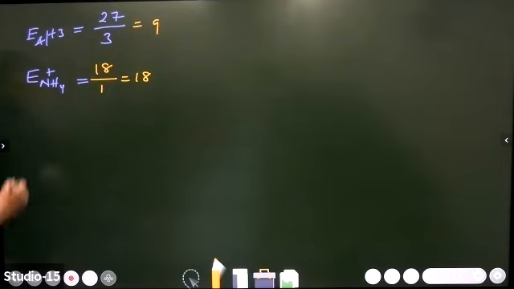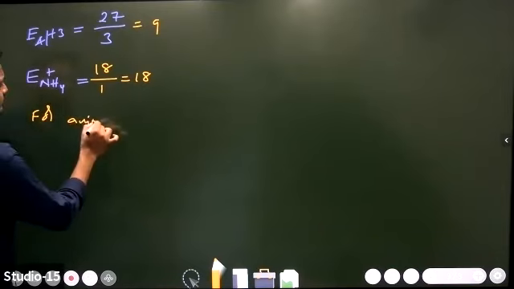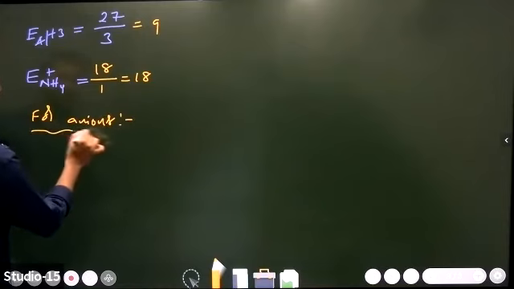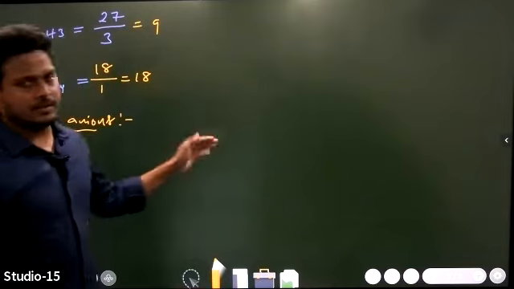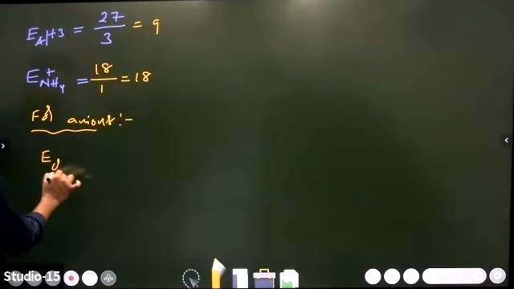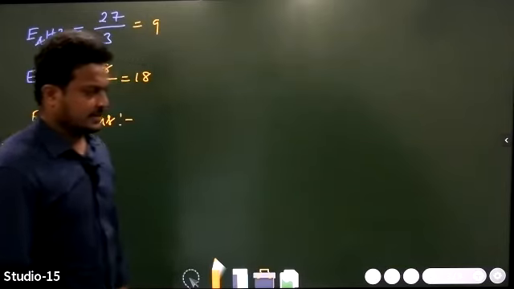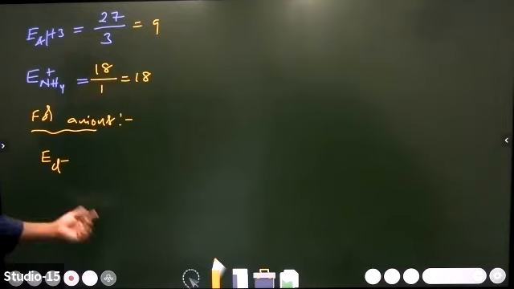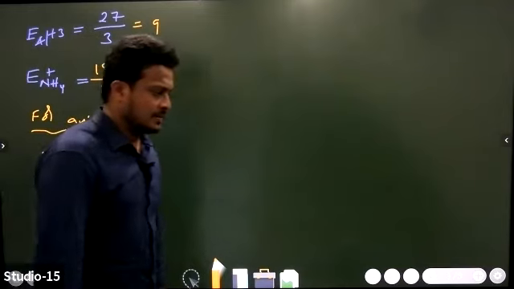Now for anions, equivalent weights for anions, same formula. Ionic weight by charge on the ion. Now tell me equivalent weight of Cl minus, chloride ion. Atomic weight of Cl or Cl minus, both are the same. Tell me fast.